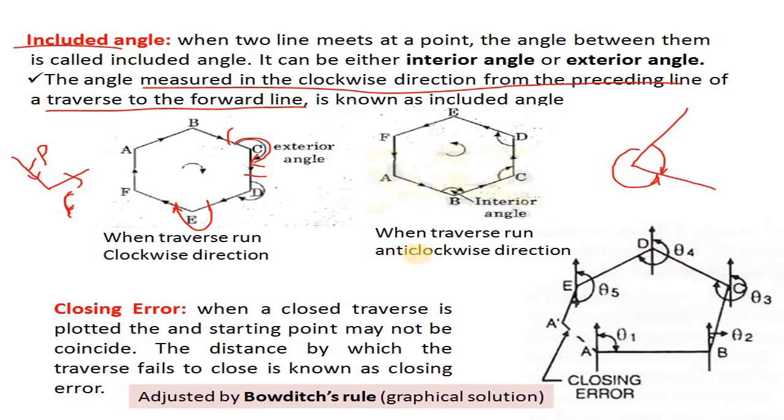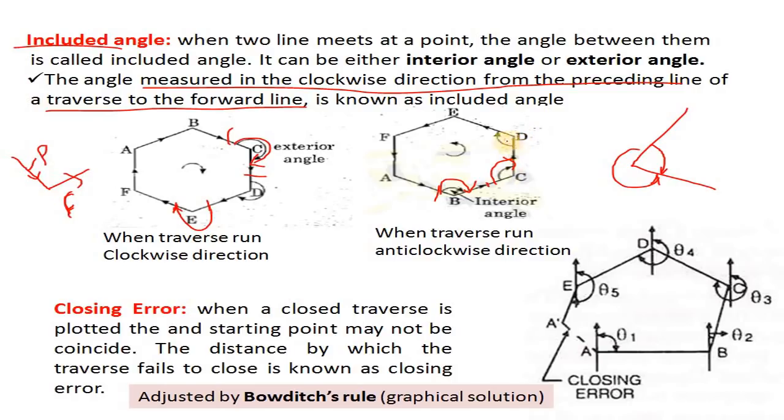When the traverse runs in the anti-clockwise direction, means work is started from this direction, this is the anti-clockwise direction. What will be the included angle? Suppose at P. So measure in the clockwise direction from the preceding line to the forward line. So which is the preceding line? This is the preceding line. You are measuring working from here to here. This is the preceding line and this is the forward line. Make the clockwise direction. This angle will be the interior angle.